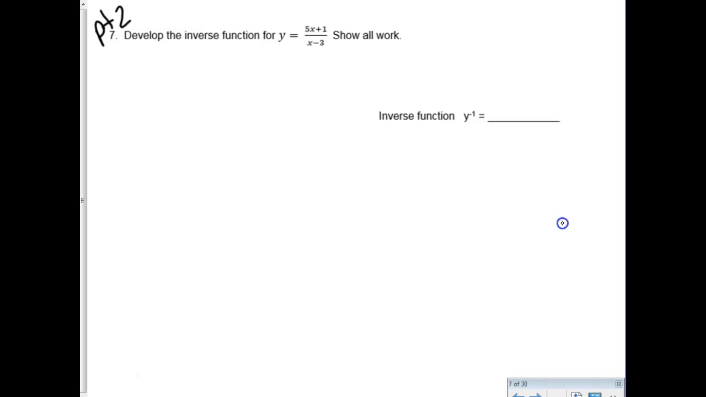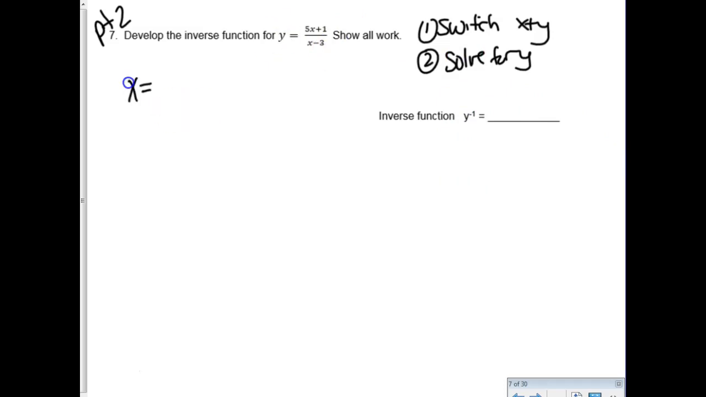Part 2, this question says, find the inverse. Oh, I love finding the inverse on these. So the first step is to switch the x and y. And then you have to do a lot of algebra, and you got to solve for y. Now, this time, don't worry about notation. I already named it y inverse for you because the original function was called y. So switching the x and y, it becomes x equals (5y plus 1) over (y minus 3).